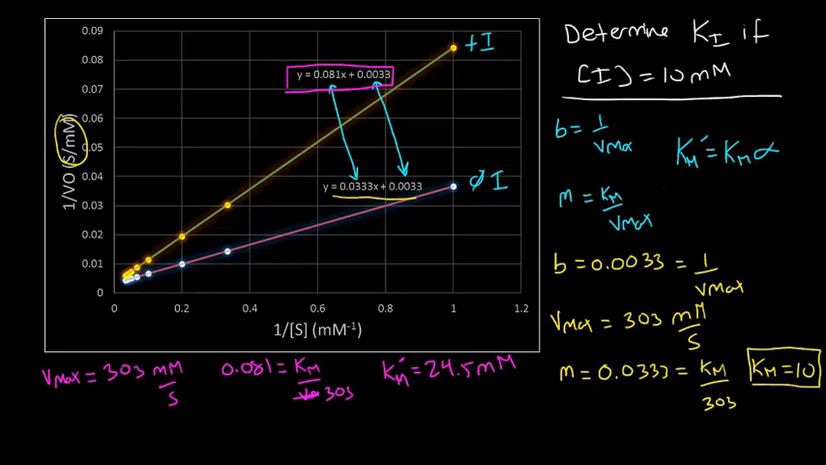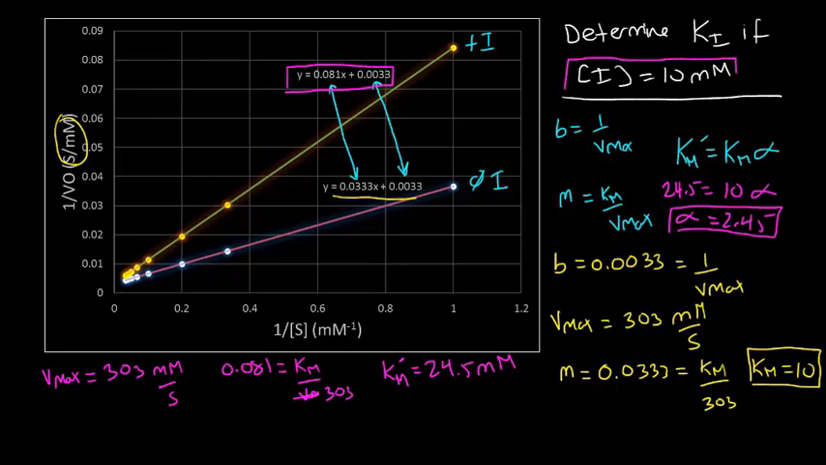So we're now in a position to go ahead and calculate what alpha is, because we know that Km prime, which is 24.5, equals Km, which is 10, times alpha. So alpha equals 2.45. So we now know alpha. And since we're told the concentration of the inhibitor is 10 millimolar, we can go ahead and just do one more step here and figure out what the Ki value is.